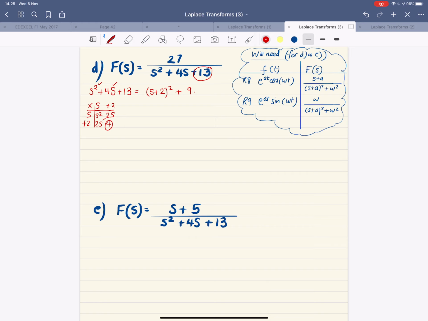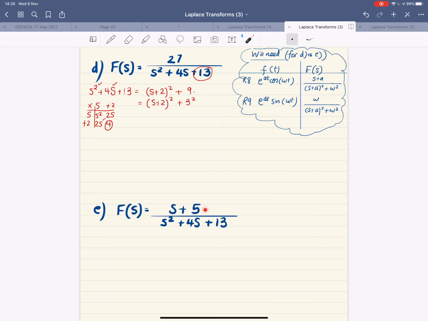Now, these here, they've both got s plus something squared, where our a is obviously 2. But then omega squared is the next one. Because we've got a 9 here, it means our omega is going to be 3 in the bottom there. So this is going to be s plus 2 squared plus 3 squared. Okay, so we've got this bit sorted out. On the top, we haven't got an s, so we don't want this one.